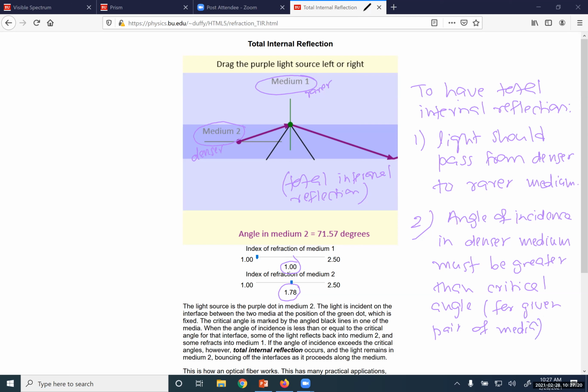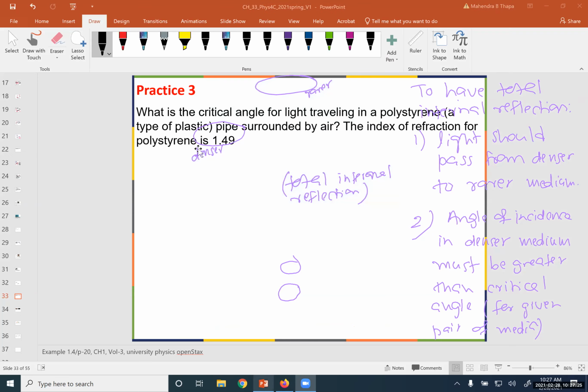So once we do that, we get the total internal reflection. Okay. So based on that, you can find the total internal reflection. And if you understand up to this point, you can solve this problem of practice 3.